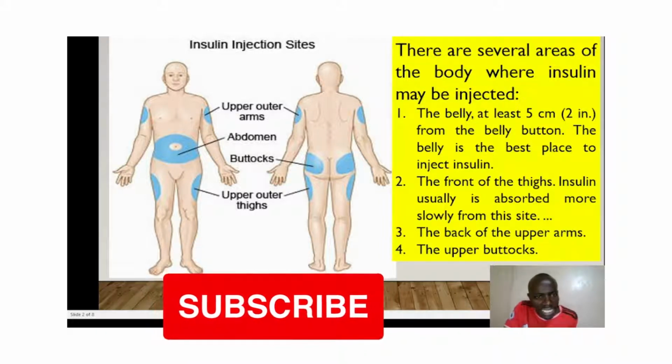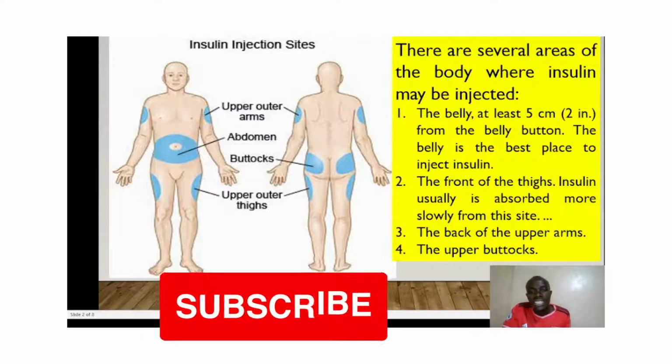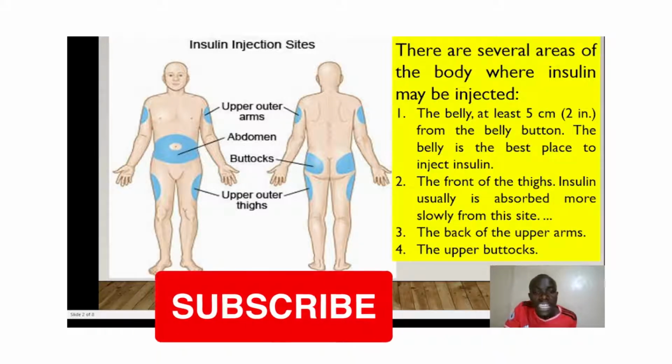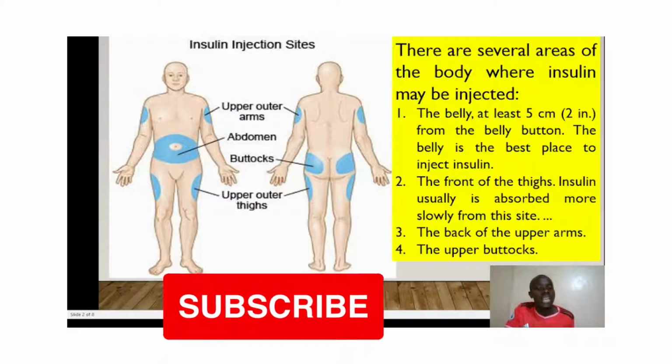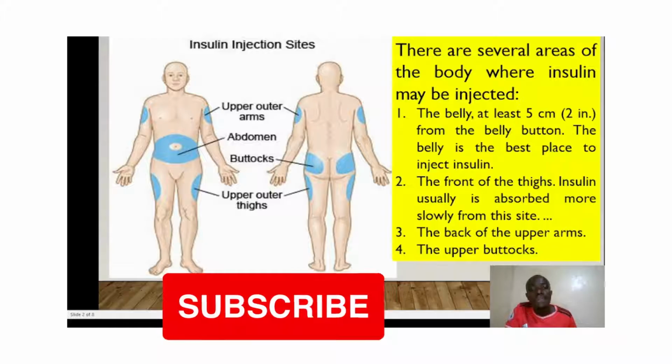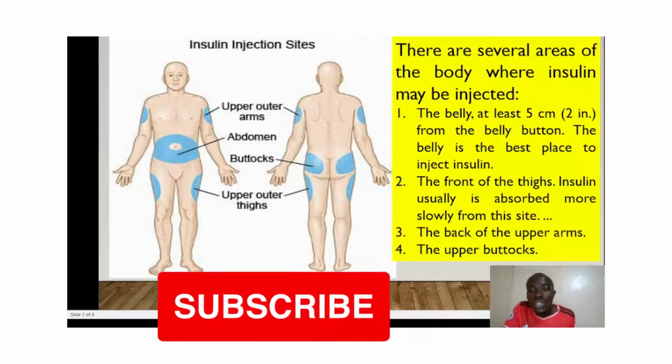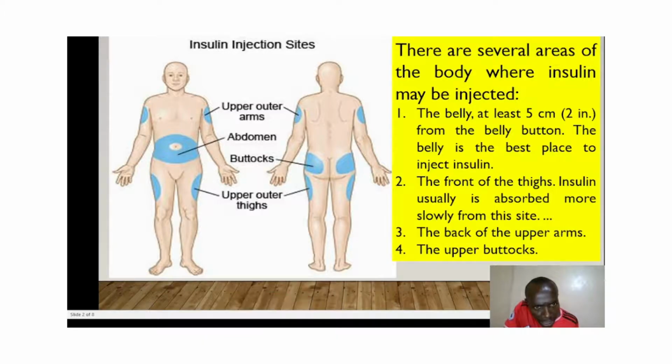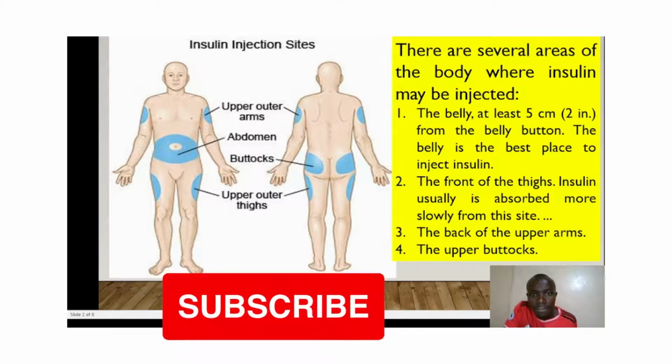The next site is the thighs. The front and outer sides of the thighs are suitable injection sites. Again, use different areas to prevent injecting into the same spot repeatedly. The third one is the upper arms. The back of the upper arms can also be used for insulin injection. This area might be more challenging for self-injection for some individuals, so assistance may be needed.